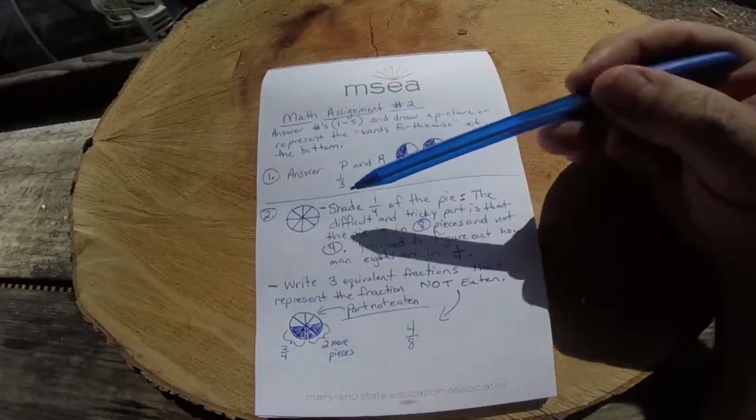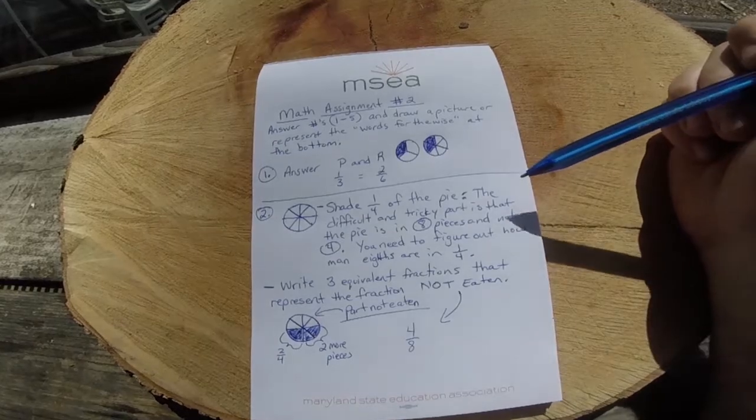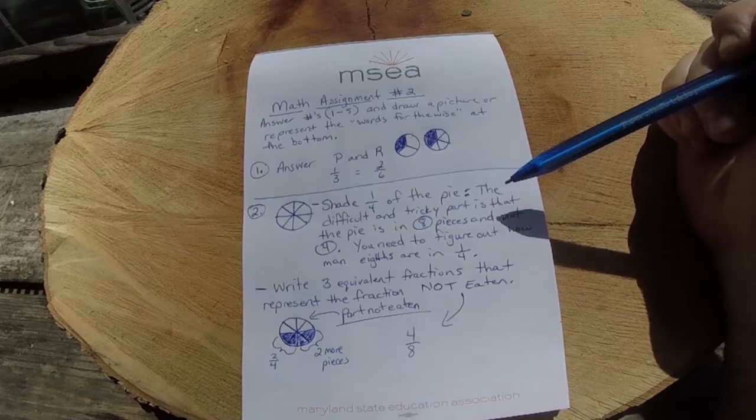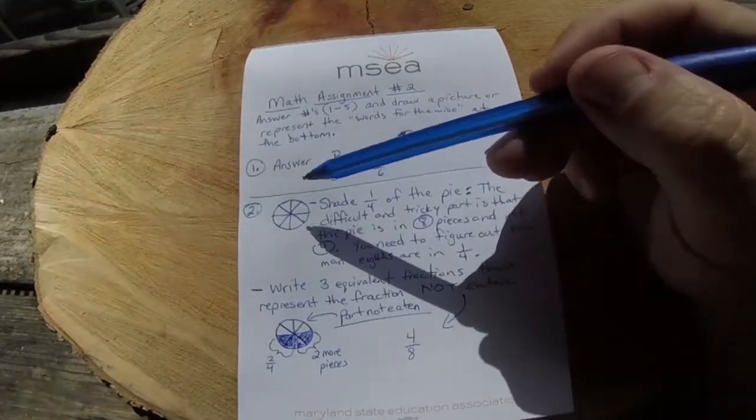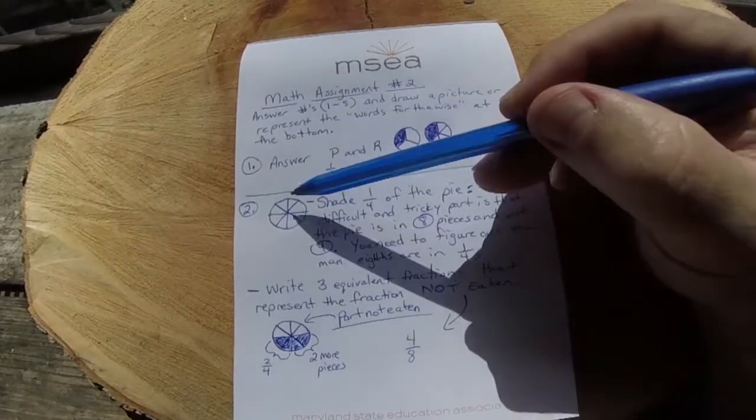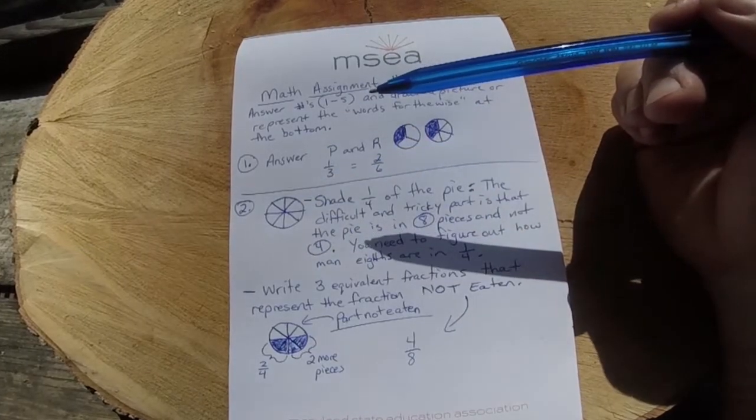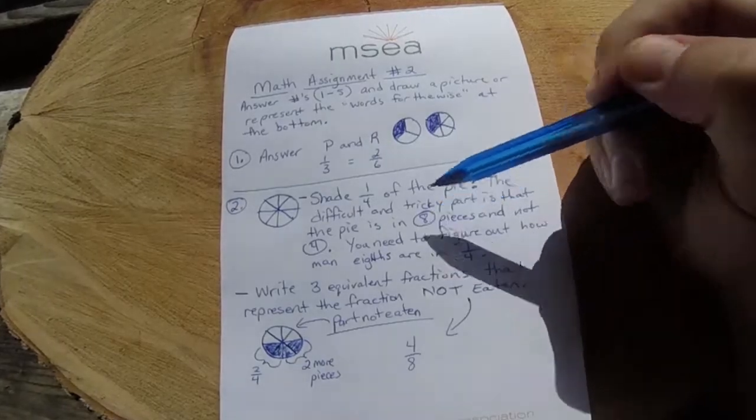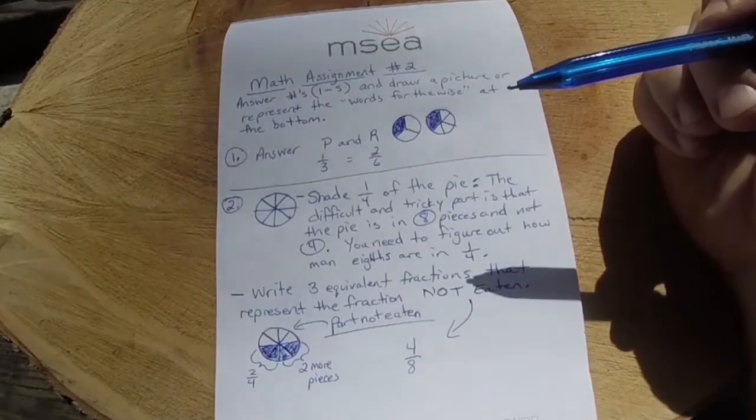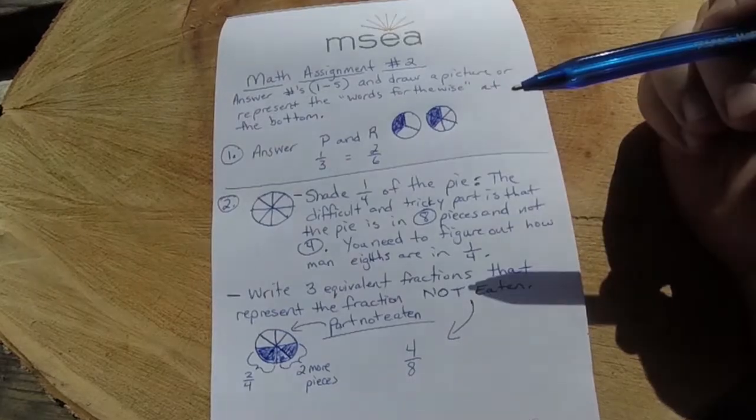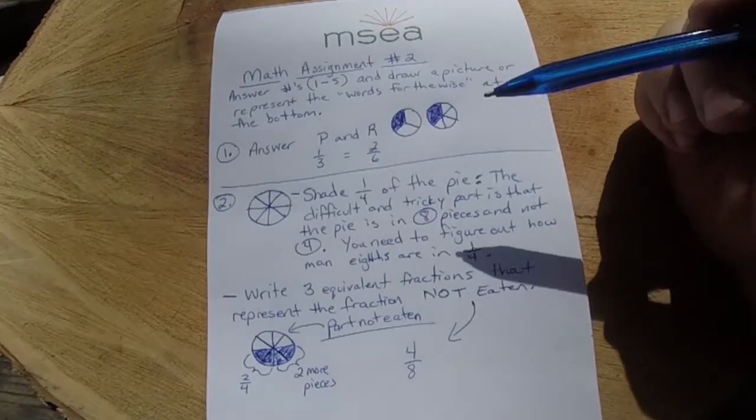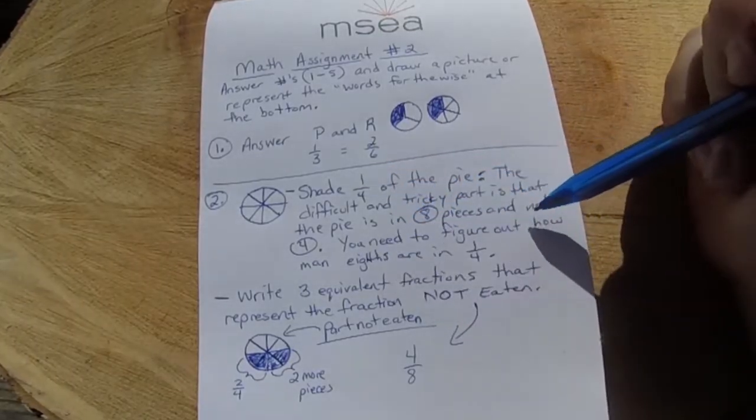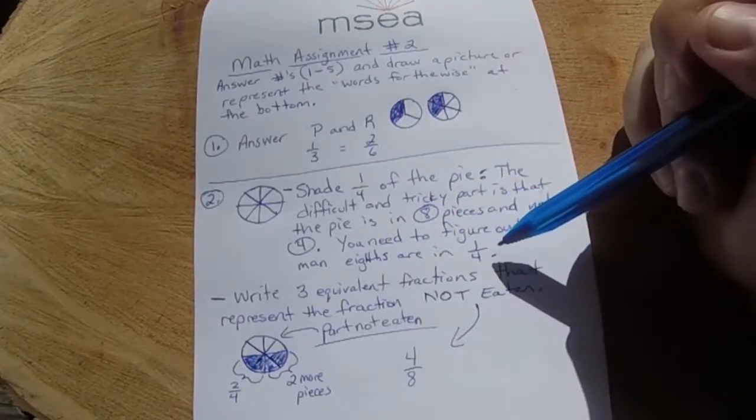Number 2 says, shade 1/4 of the pie. Okay, so here I put in the difficulty or the challenge to this. It says to shade 1/4 of this pie. However, you may notice that this pie is not separated into fourths. It's separated into eighths. So this deals with equivalent fractions. We need to find an equivalent fraction. The difficult and tricky part is that the pie is in 8 pieces and not 4. You need to figure out how many eighths are in 1/4.